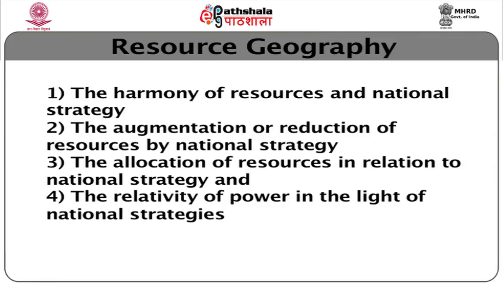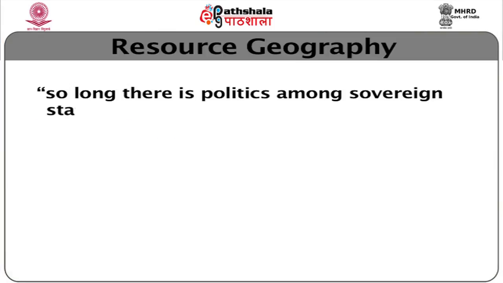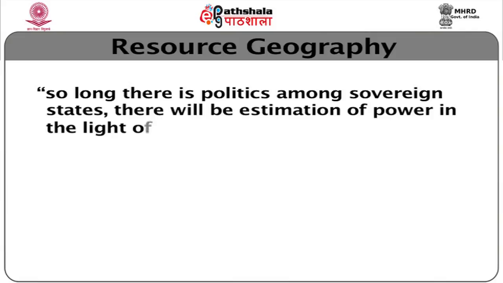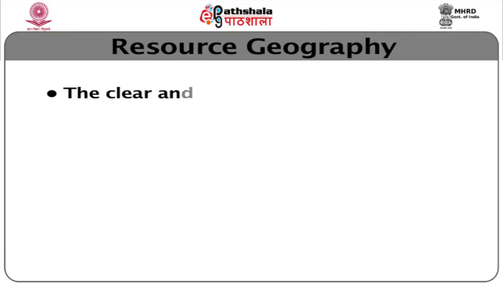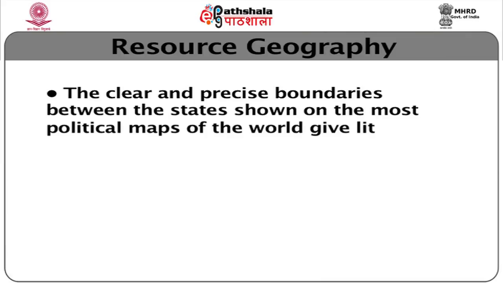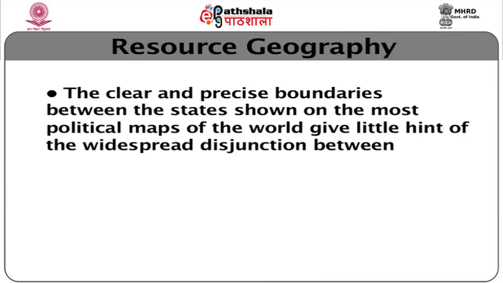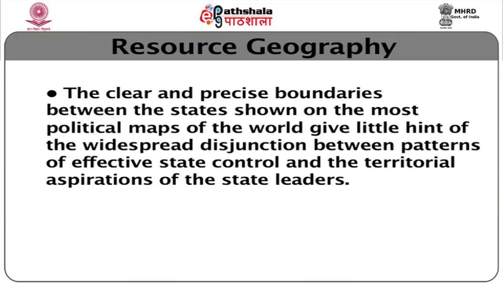The discussion is necessarily based on the philosophy that so long as there is politics among sovereign states, there will be estimation of power in the light of the required national strategy and the availability of the resources. The clear and precise boundaries between the states shown on most political maps of the world give little hint of the widespread disjunction between patterns of effective state control and the territorial aspirations of the state leaders.